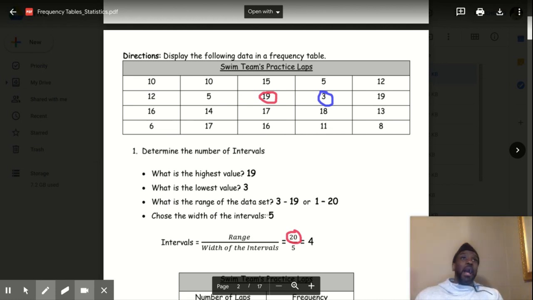So I'm going to say I want the width of them to be 5. And I know 20 divided by 5 is 4. That means I'm going to have 4 intervals, but the width of my intervals is going to be 5.